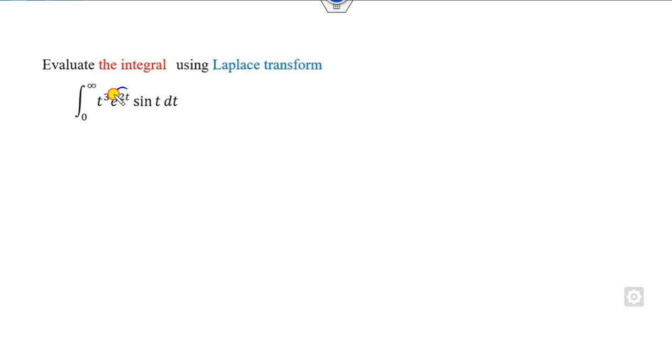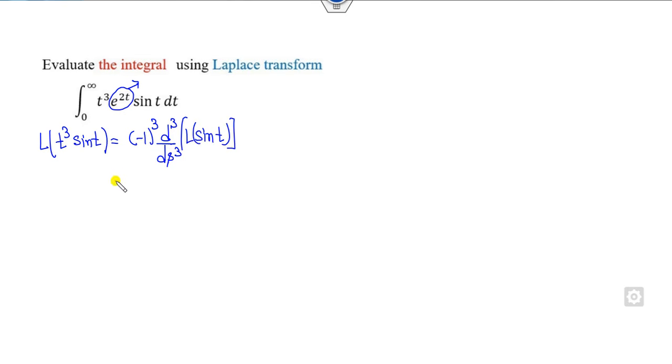Again you can see the exponential term present. So your target is to find the Laplace of t cube sine t. So it is minus 1 raised to power 3, the third derivative of the Laplace of sine t. So it is minus the third derivative of 1 over s square plus 1. Can you find this?